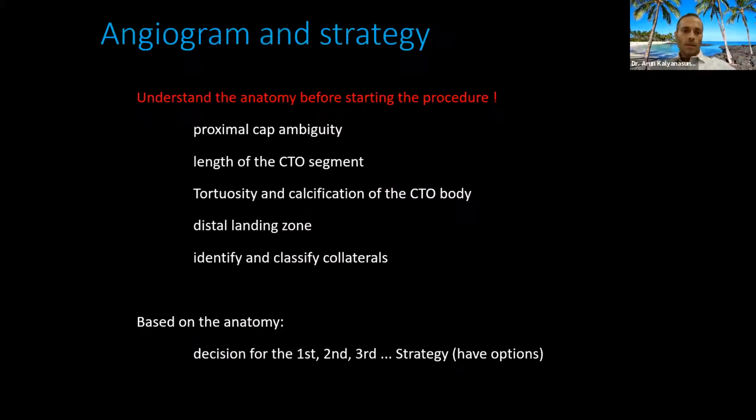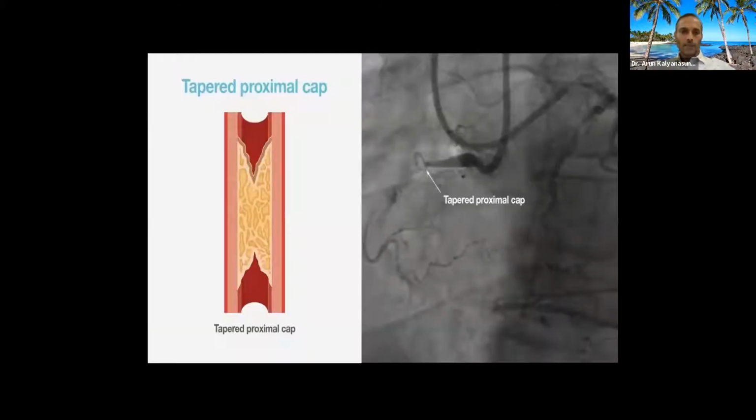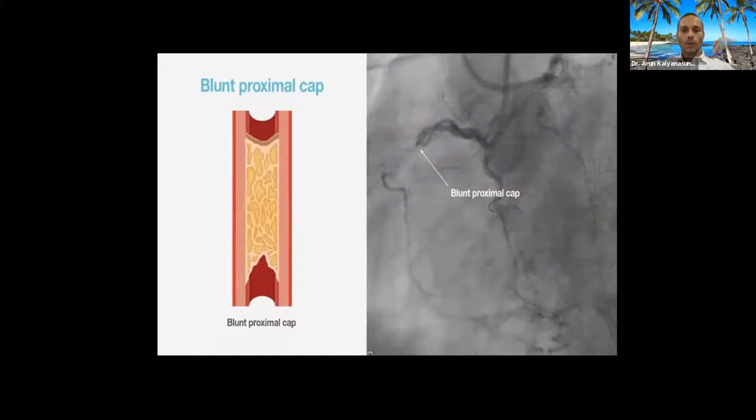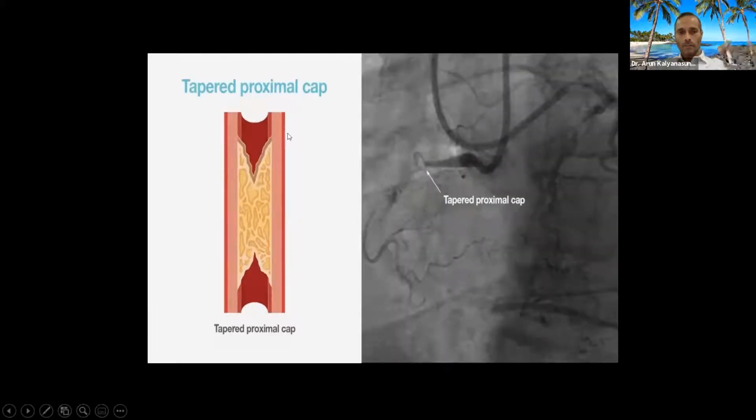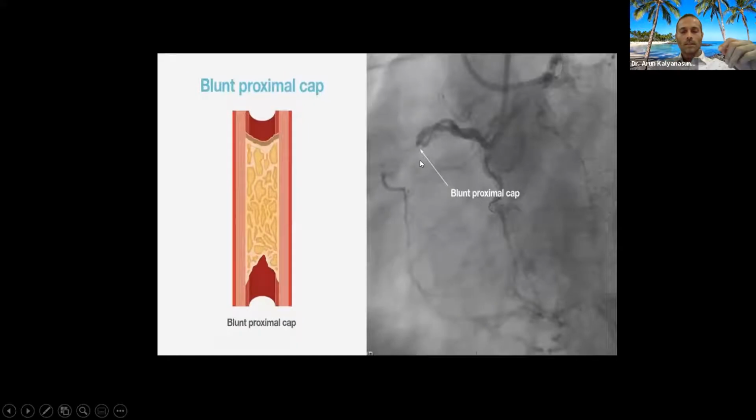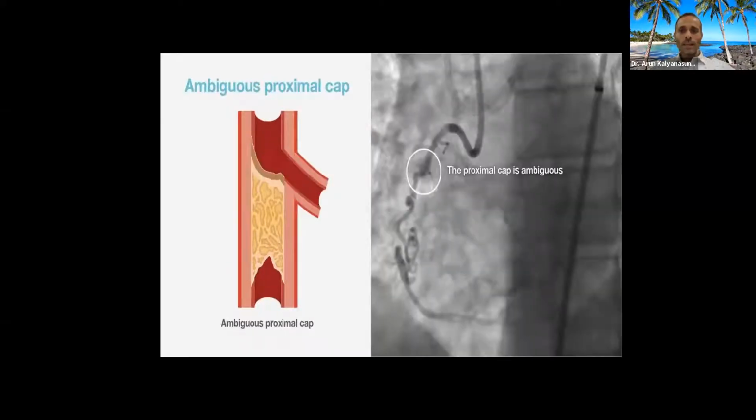So now, let me go over each aspect. Typically, you want to first look at the proximal cap. Is it first of all ambiguous or discrete? Once you know that it is unambiguous or discrete, you want to look for whether it is tapered, meaning it is like this, or blunt, which is the opposite of tapered. It's just a flat area that you've got to penetrate. And the big question is, do you even know where it is? Because if you don't know where it is, it's ambiguous.